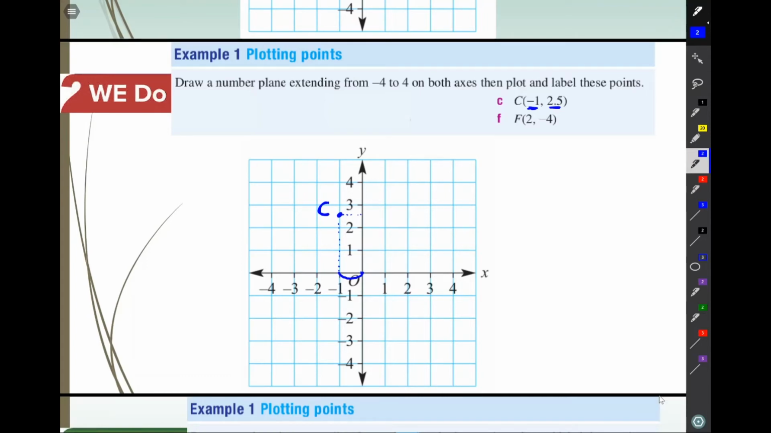Now a second point here, point F. Excuse me. We're going to crawl 2 units horizontally. 1, 2, and then we're going to climb again here with the negative number. Instead of climbing up, we're climbing down when the number is negative. And we're going 4 units. 1, 2, 3, 4. So that means point F is down here.